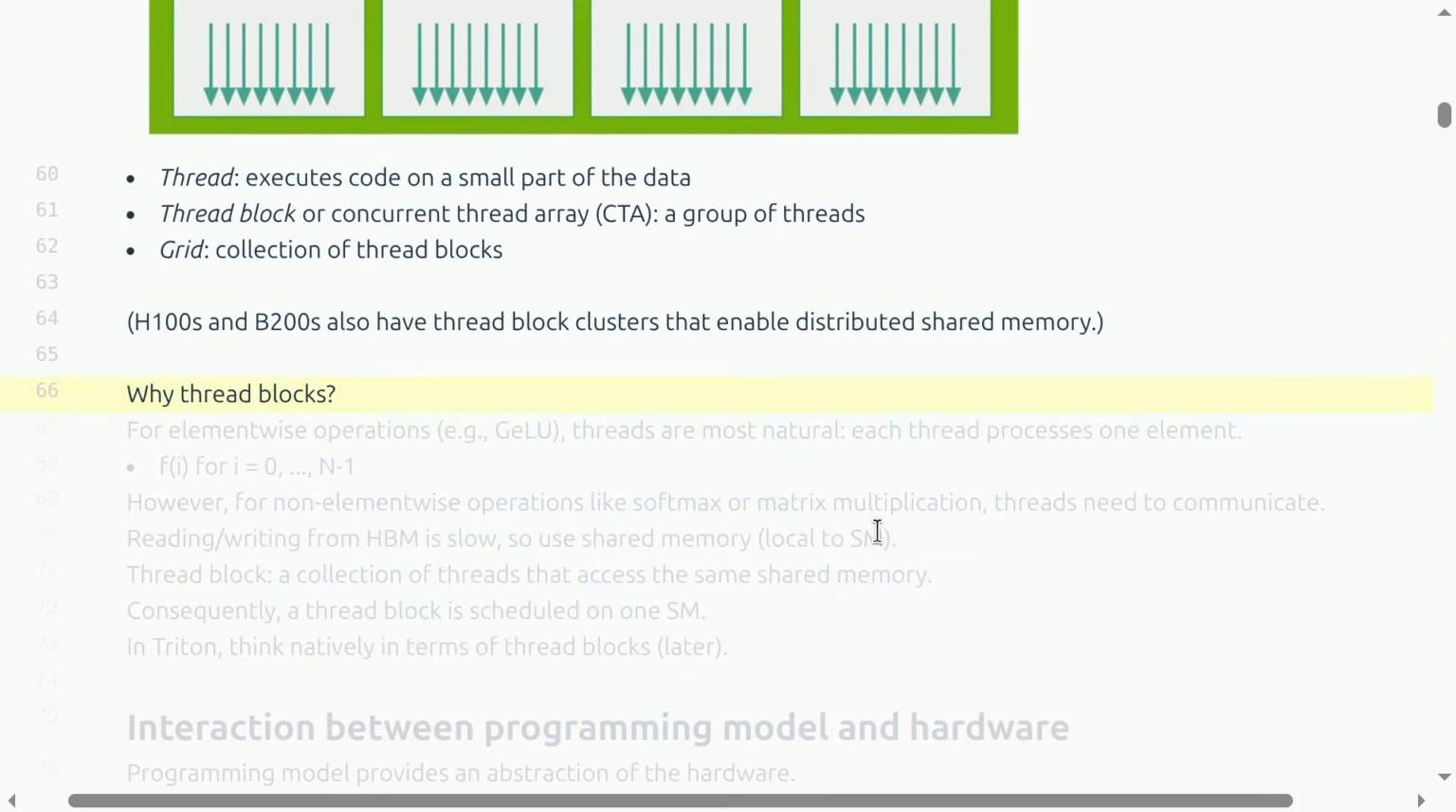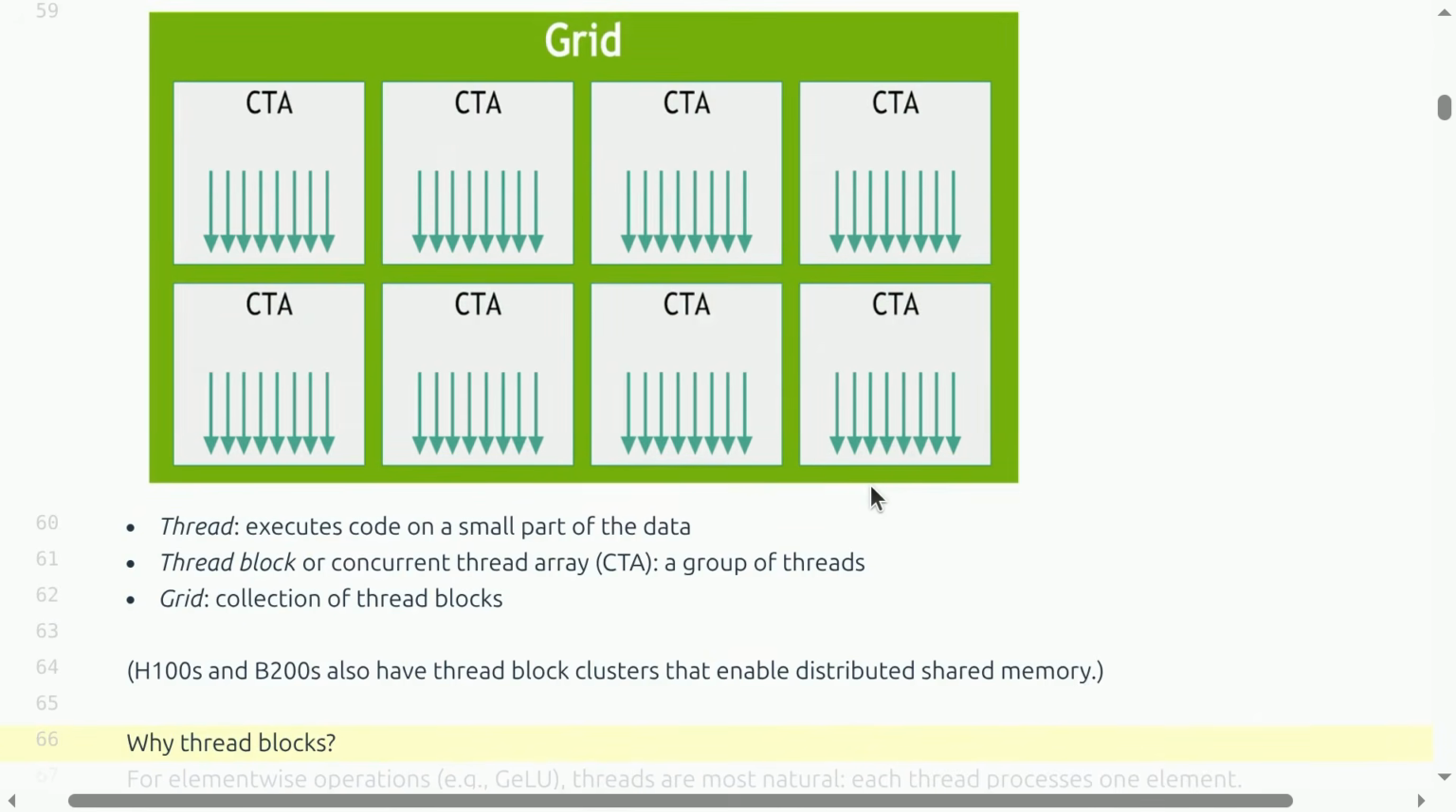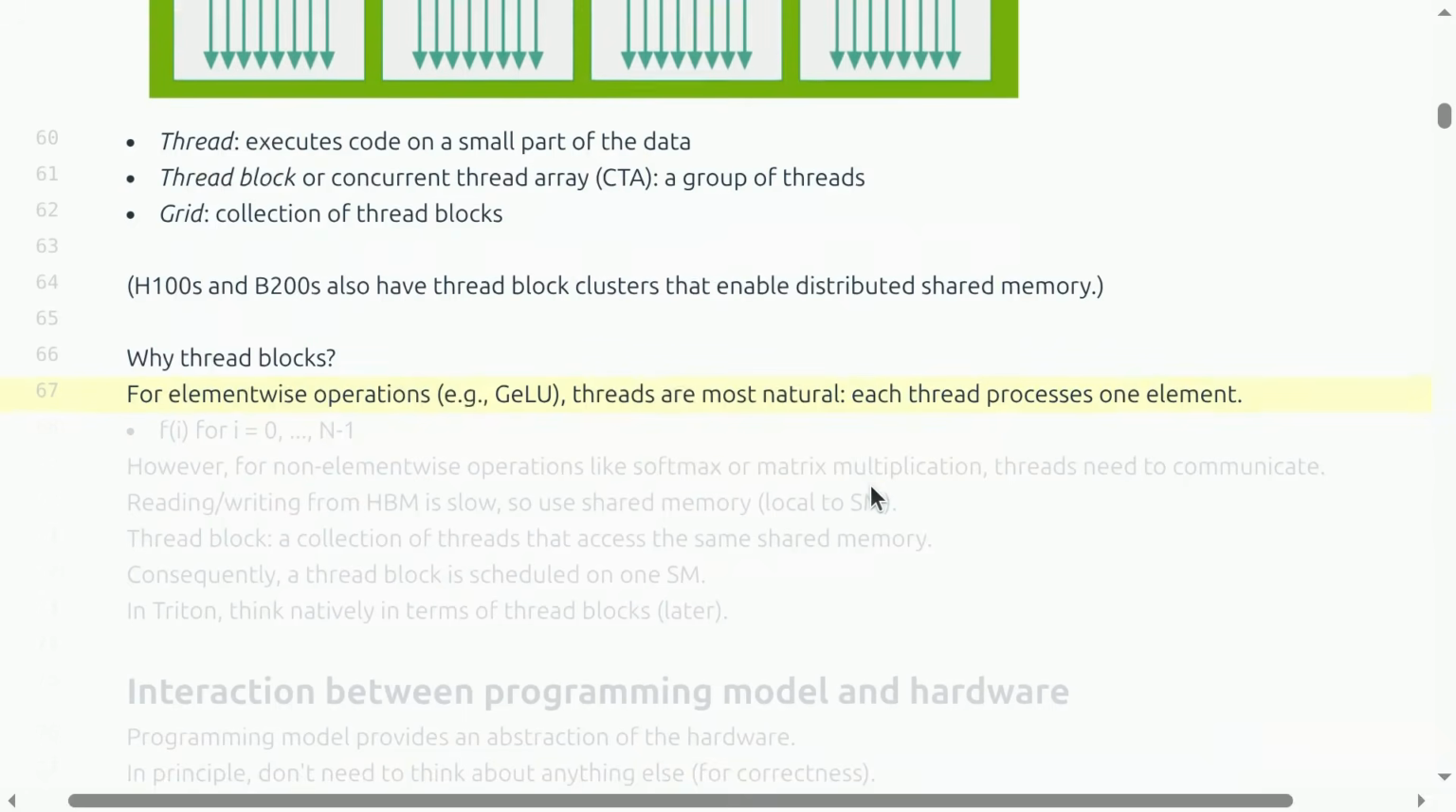Okay, so one thing you might ask is, why do we have thread blocks? Why can't we just have a grid of threads, and each thread just takes a piece of data and does something? This would normally be fine if all you want to do is element-wise operations, which we'll see. For example, GeLU is an activation function that applies element-wise, and threads are pretty natural. Each thread processes one element. So it's like for i equals ranging over your data set.